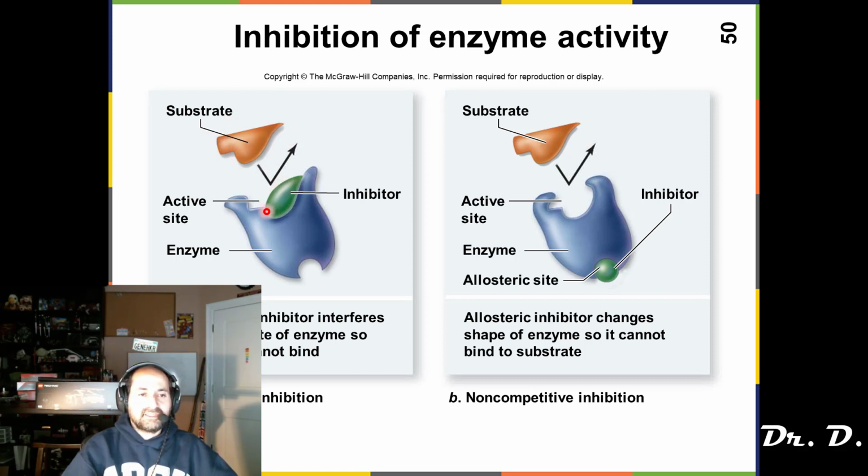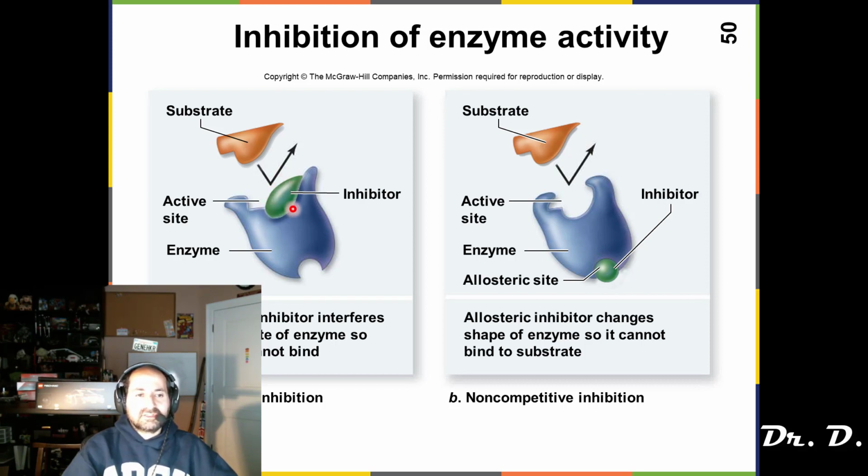Well, the inhibitor would be in green. You see what the inhibitor is doing? In the case of competitive inhibitors, the inhibitor binds to the actual active site of the enzyme, and it does so by mimicking the substrate in some way.